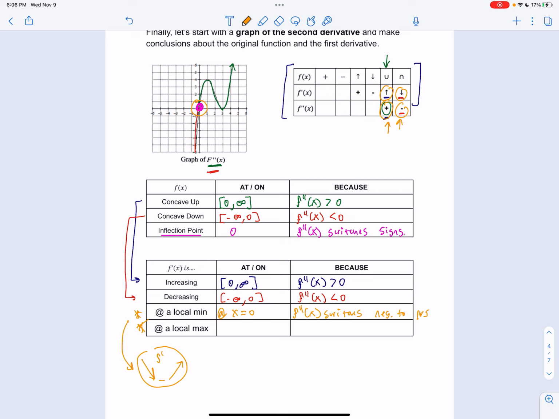Now, when we go look for a local max, we're looking for the opposite. We're looking for positive to negative. That never happens. There's no location where the second derivative switches from positive to negative. And so I would say that f double prime of x never switches from positive to negative. And that's all.